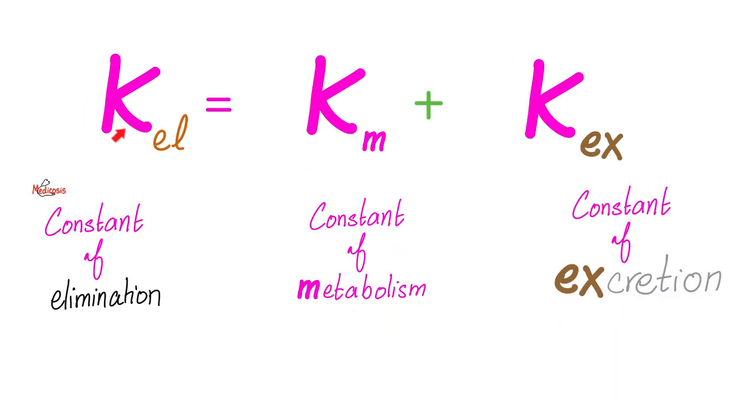Who cares? The constant of elimination is the sum of two other constants, the constant of metabolism and the constant of excretion, because in order to get the drug out of your body, you have to metabolize it first and then you have to excrete it. Liver followed by kidney, and the sum is called the constant of elimination, total elimination.